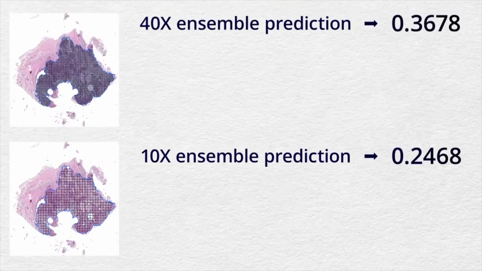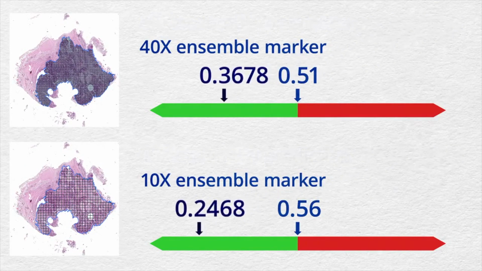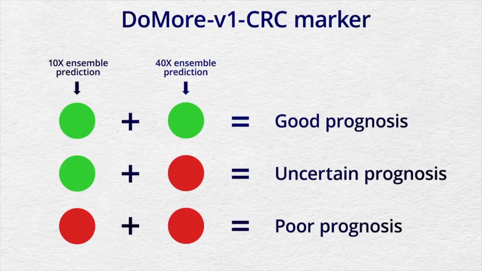A threshold value determined by evaluation during training is used as an ensemble marker to predict either good or poor prognosis. We compare the probability predictions of both resolutions to the respective ensemble marker. The combination, termed the DoMore V1 CRC marker, predicted good prognosis if both ensemble markers predicted good prognosis, uncertain prognosis if the ensemble markers predicted differently, and poor prognosis if both ensemble markers predicted poor prognosis.